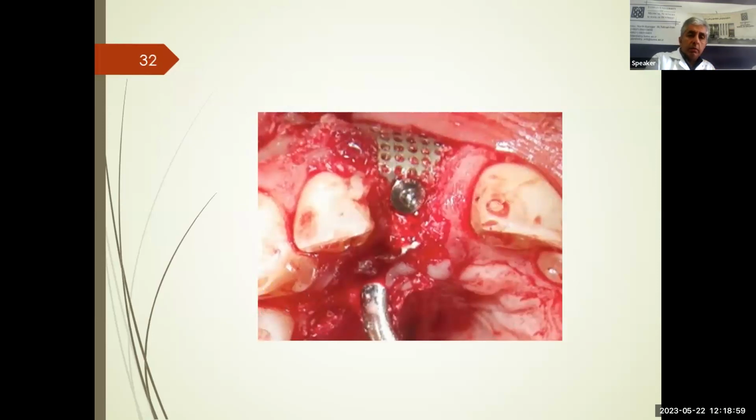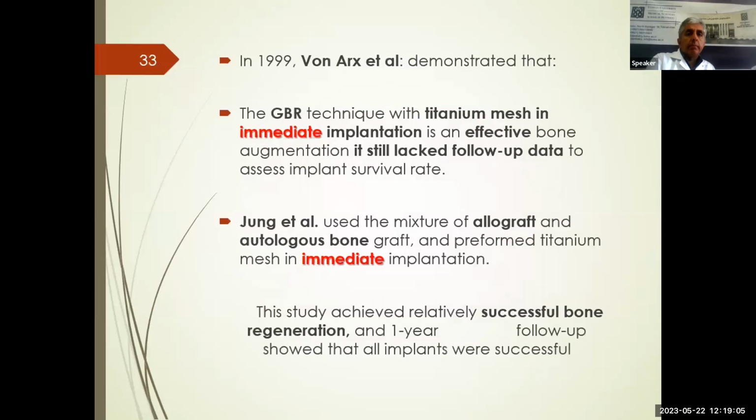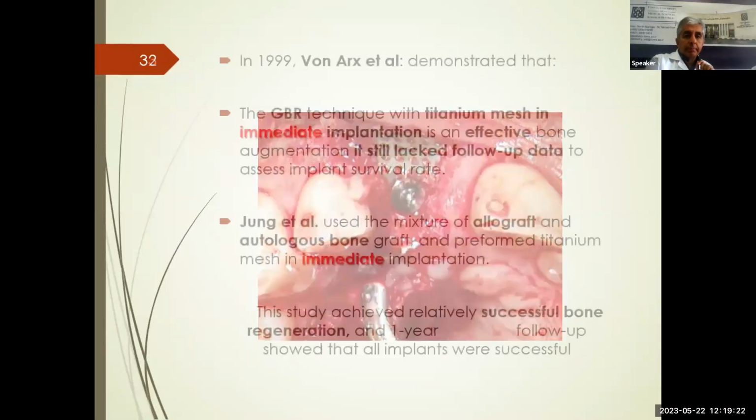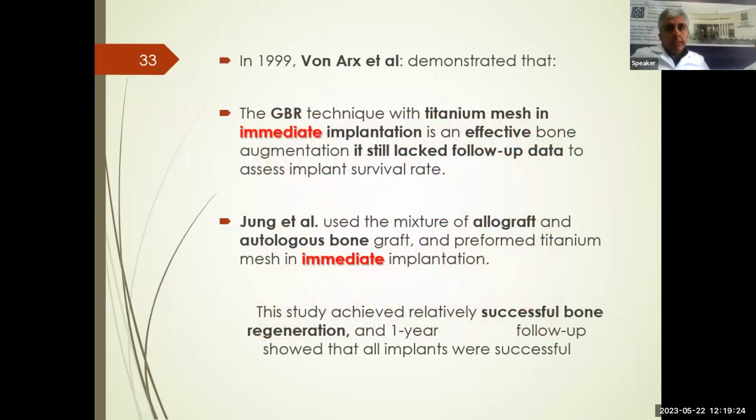An example of using titanium mesh for the anterior part of the maxilla. In a simultaneous implantation, the graft is supported by the titanium mesh and fixed by a couple of cover screws. Artzi demonstrated that GBR with titanium mesh in immediate implantation is an effective augmentation, but in this field there is a lack of follow-up data to assess implant survival rate.